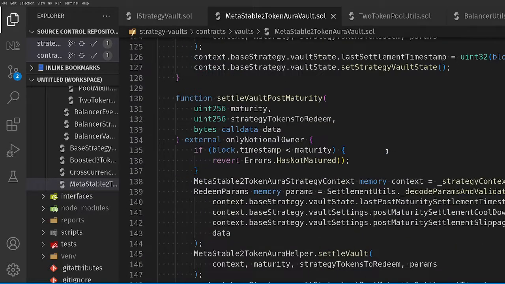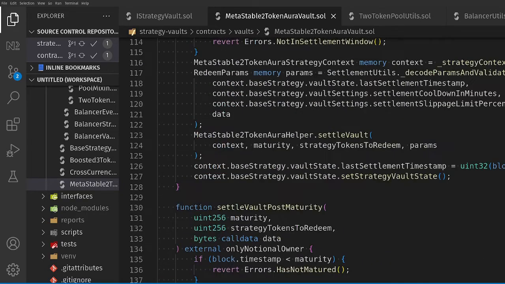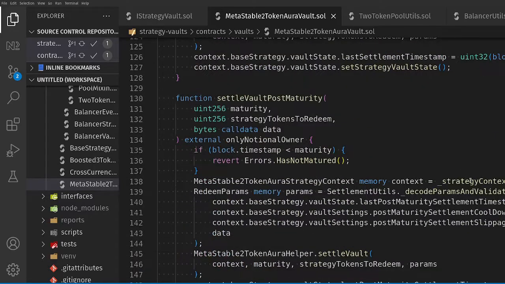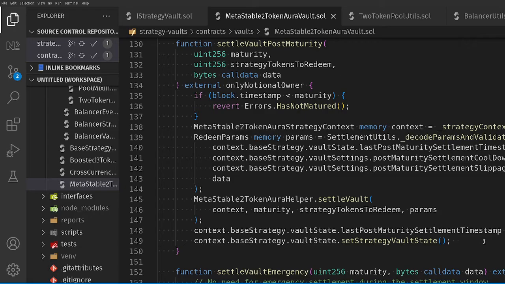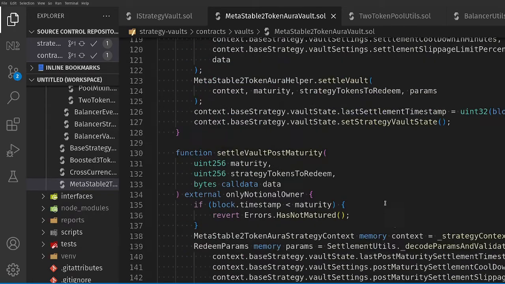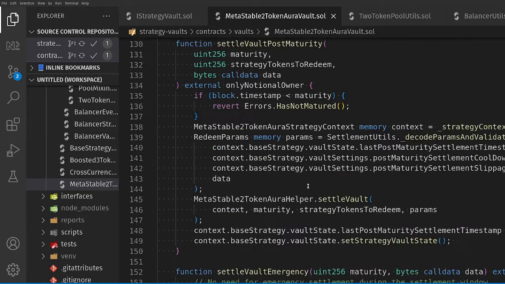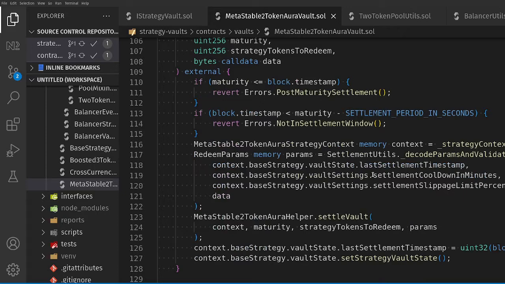The last two things we'll look at are settlement. So we have settling the vaults pre-maturity and post-maturity. So these generally work the same. The main difference is that post-maturity, if for whatever reason the vault has not been settled post-maturity, which it really should have, we sort of take over and sell it down a little bit faster. This generally should not be the case. Most of settlement should happen prior to maturity and with a more restrictive slippage limit.